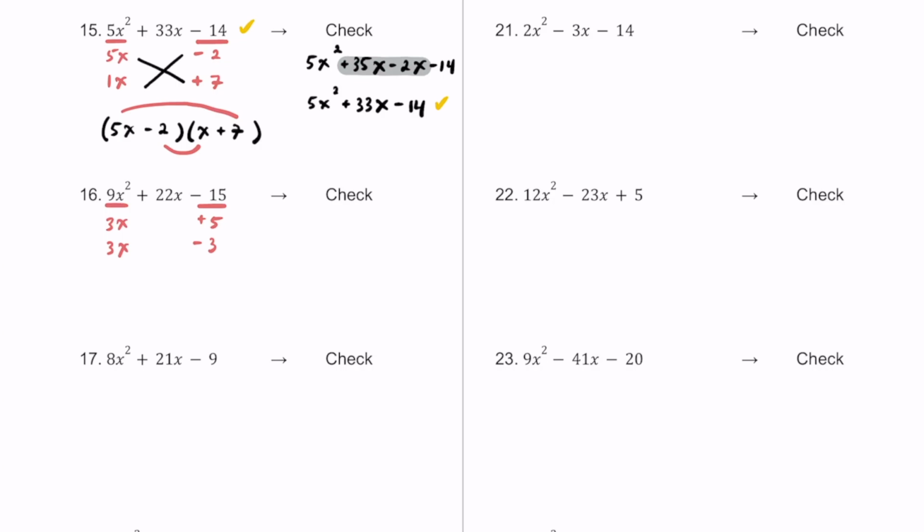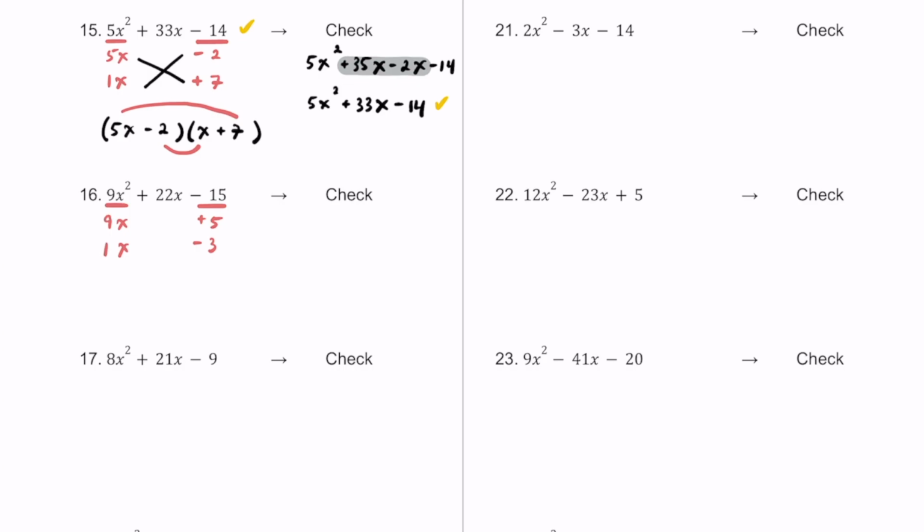Okay. If we go across, this will be positive 15 minus 9, which is going to be positive 6. We want 22 though. If we go diagonal, it's not going to change because the 3x's are still 3x's. I could make the 5 and 3 into a 15 and a 1, but I'm going to go ahead and try making the 9x squared. Let's go ahead and make that 9 and 1 instead and see how that works.